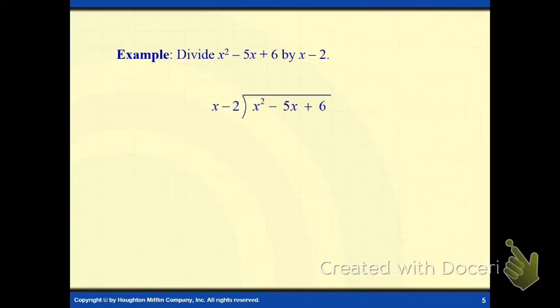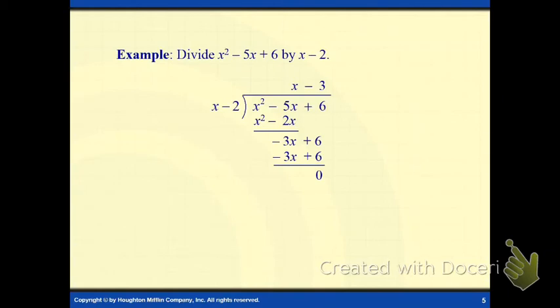It was written, we didn't have to do any rewrites. We divided the x squared by x, which just gave us the x, and then we multiplied that by the x minus 2. X squared minus 2x. Subtract that, and we got a negative 3x. You brought down your 6. Now the negative 3x divided by the x was negative 3. You multiplied that by the x minus 2, which gave you negative 3x plus 6. Then you subtracted that, and this one had a remainder of 0. So your answer is... Any questions on that one?